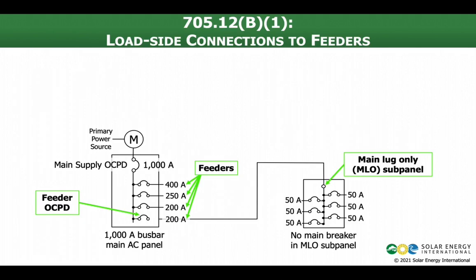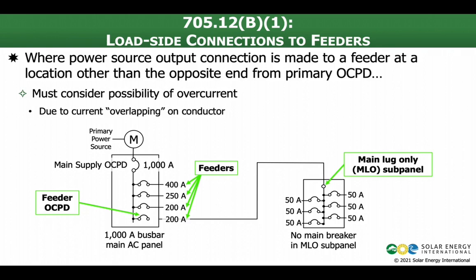So, load side connections to feeders, but we're not just connecting in that sub panel there at the end. What we're really focusing on is a power source output connection made to a feeder somewhere other than the opposite end from the primary OCPD. So with the picture we just looked at, we were at the opposite end from the primary, right? The feeder supply breaker in the main panel, we were connected in the bottom of the sub panel, all the way at the opposite end of it. What happens when that's not the case? Well, then we need to consider the possibility of overcurrent due to overlapping current on that feeder conductor.